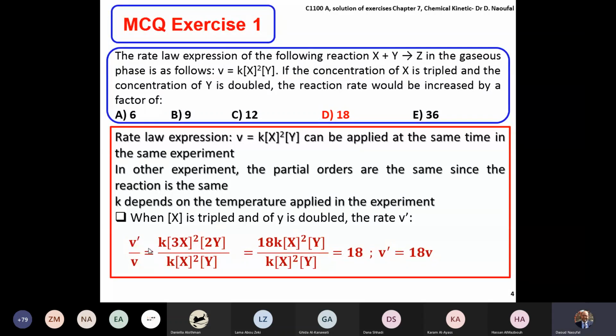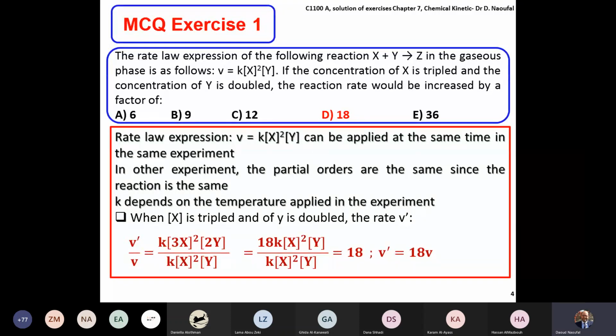I will do a summary. I have a reaction. In the first experiment, I start with a certain value of X. I note the concentration of X and the concentration of Y at t equals 0. In the second experiment, I start with X 3 times, which I note 3X, and Y 2 times, which I note 2Y.